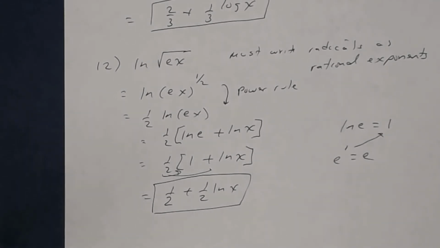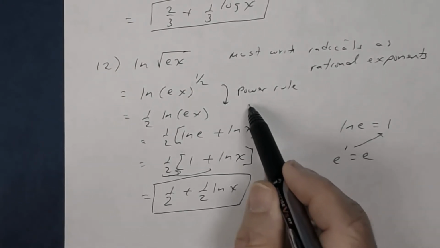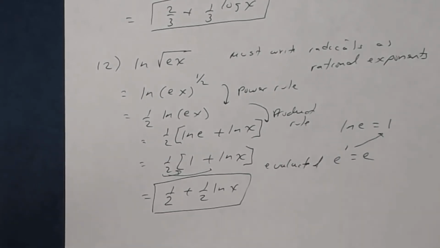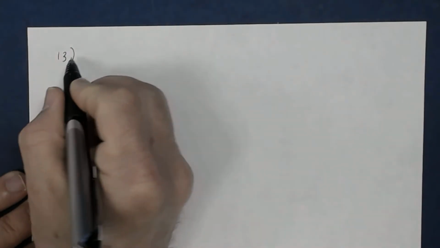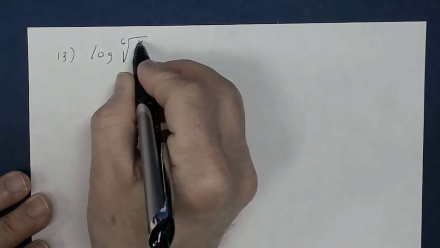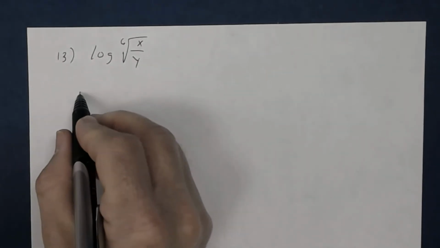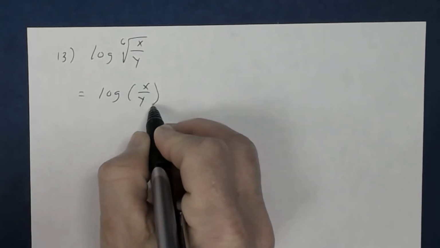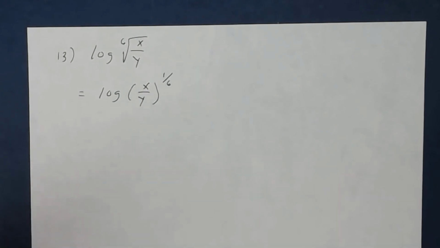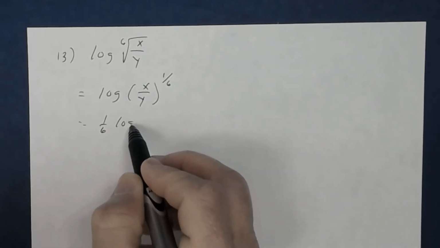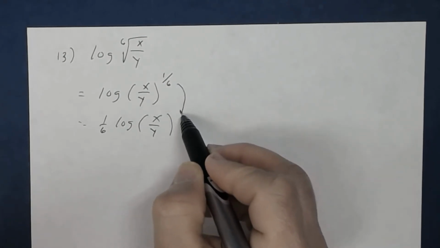Let's look at 13. So remember what we did. We used a power rule, and then I used the product rule, right? And then I evaluated. All right, 13. Let's say we had the log of the 6th root of x divided by y. So again, rewrite the radical. So that's going to be the log of x divided by y, all raised to the 1/6 power. Okay, so that and that are the same thing. And then I'm going to use the power rule. So that becomes 1/6 times the log of x divided by y. So going from here to here, I used the power rule.